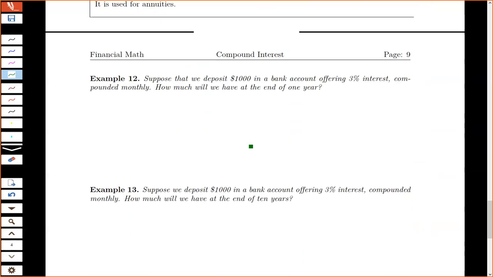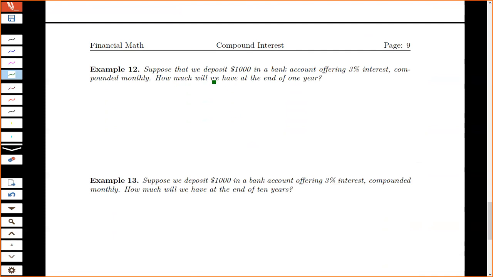Okay. So let's look at an example. Let's look at the problem that we were just setting up where we deposit $1,000 in a bank account offering 3% interest. What I want to do is look at doing this problem two different ways. I'm going to have the formula on the left, and I'm going to use the calculator app on the right. Okay, and let's see how it goes.